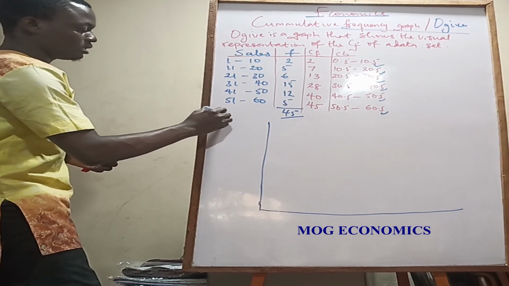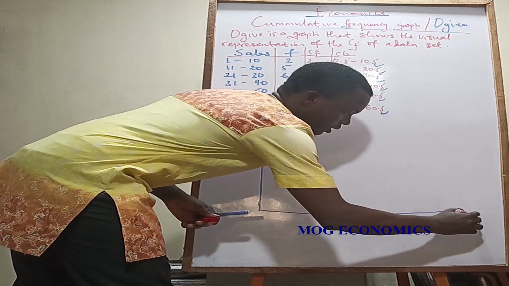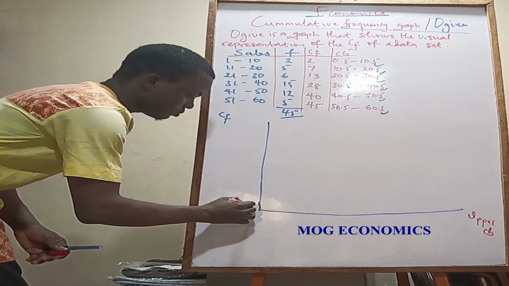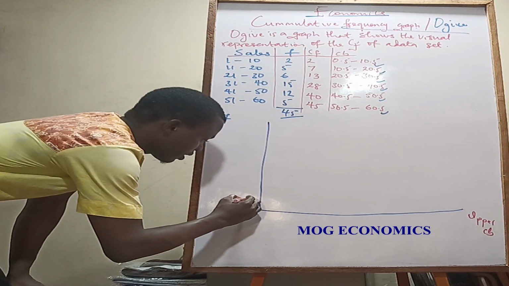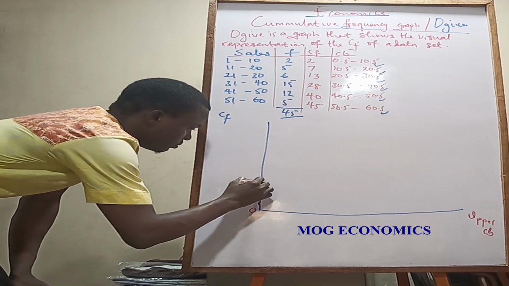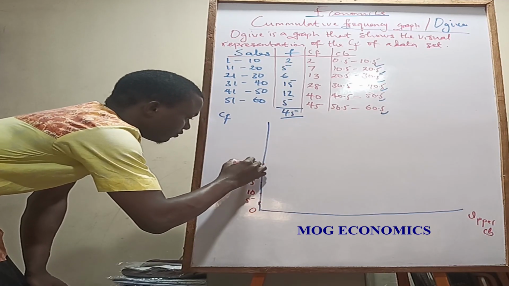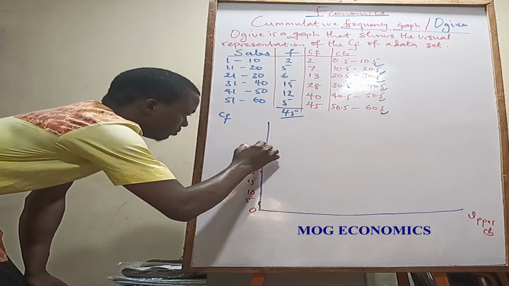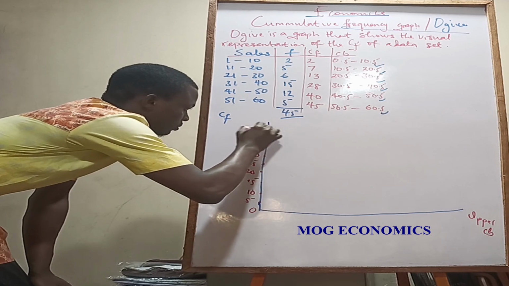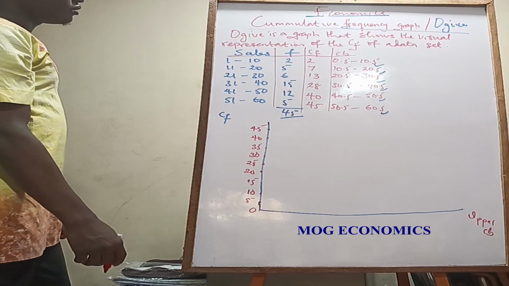So here is our CF, and here is the upper class boundary. On the cumulative frequency axis we have 0, 5, 10, 15, 20, 25, 30, 35, 40, 45. Then the upper class boundary, 10.5.